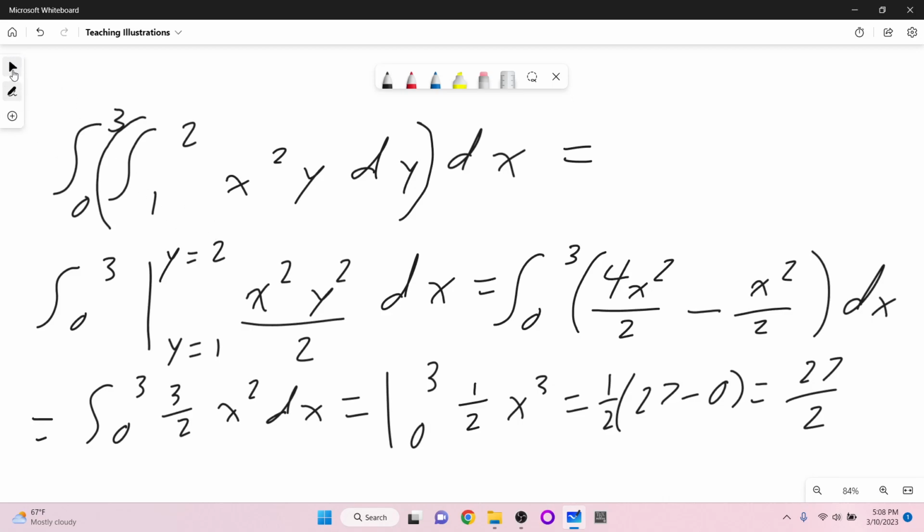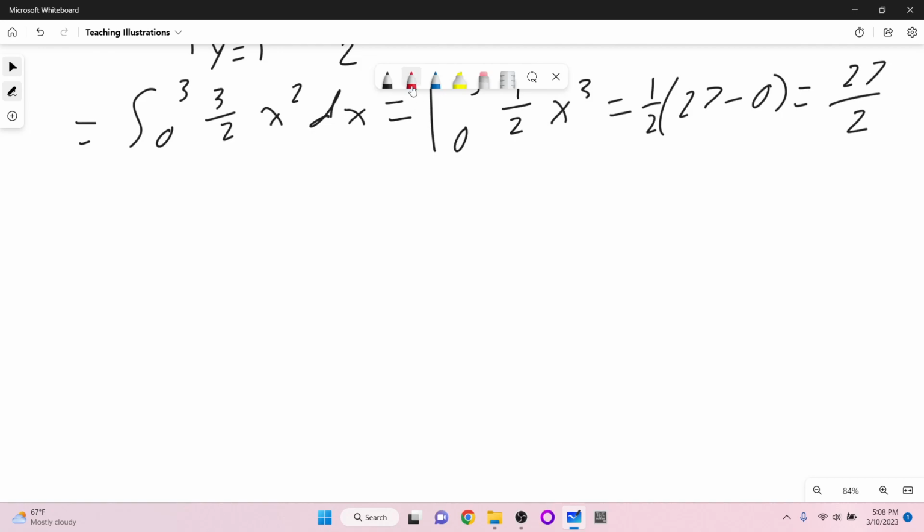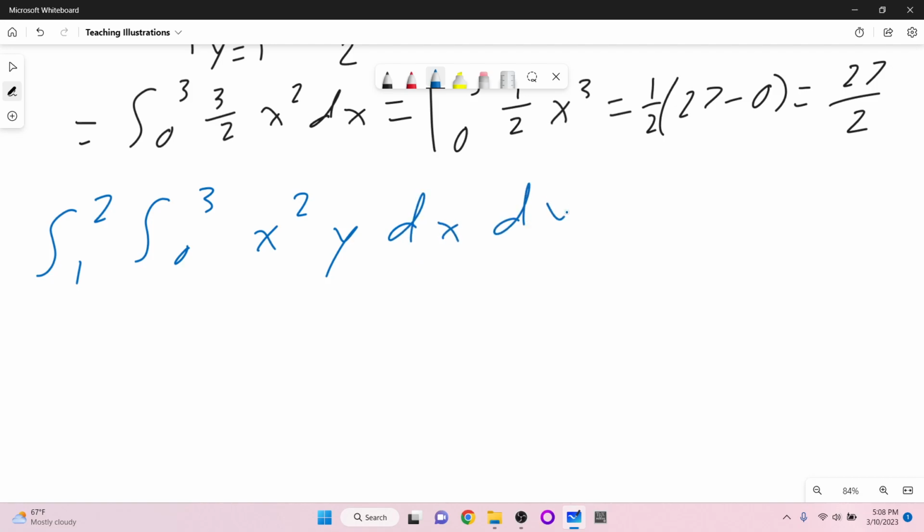Okay, so make sure you follow that. Let's try, you know what, what if we did the opposite order? Let's try the same problem, but reverse the order. So we'll go 1 to 2, 0 to 3 of x squared y dx dy. So it's still x goes from 0 to 3 and y goes from 1 to 2, just doing it in the opposite order.